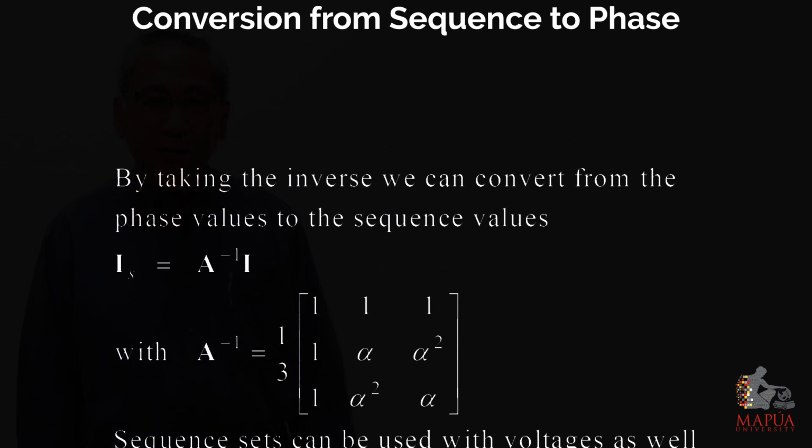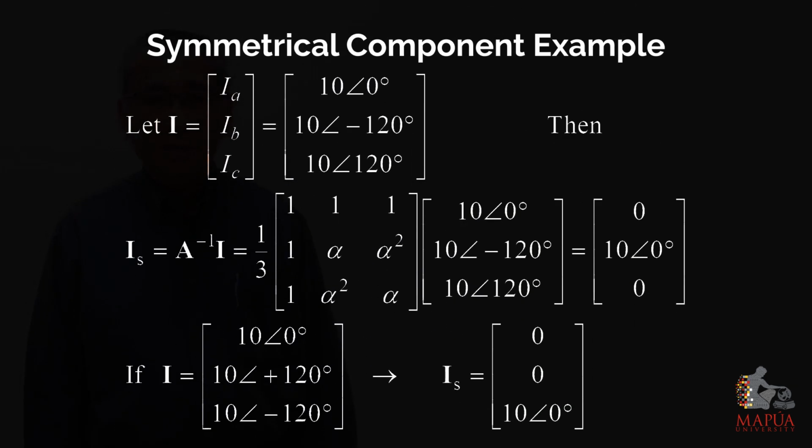Now, we have here an example wherein the current phasors IA, IB, IC are equal to these magnitudes: IA, 10 angle 0 degrees; IB, 10 angle negative 120 degrees; IC, 10 angle 120 degrees. So, these are unbalanced phasors. So, we convert this into sequence currents.